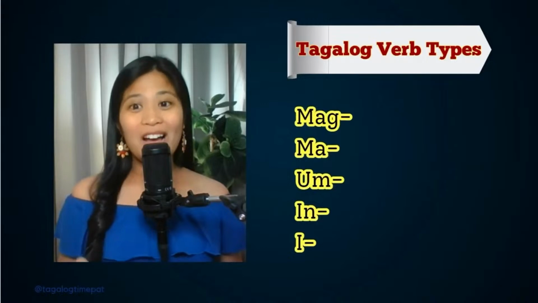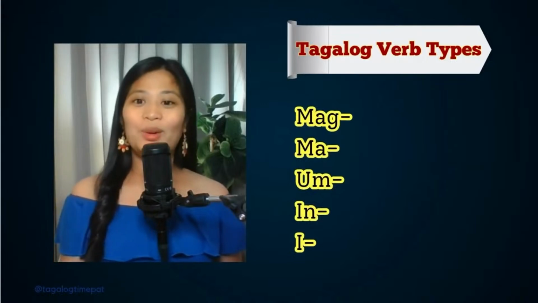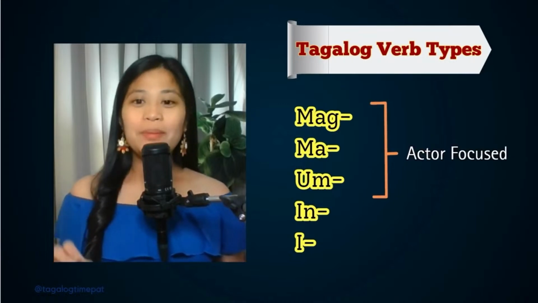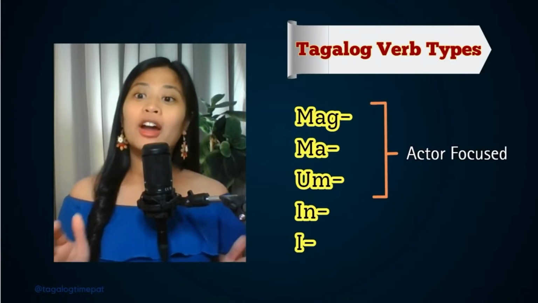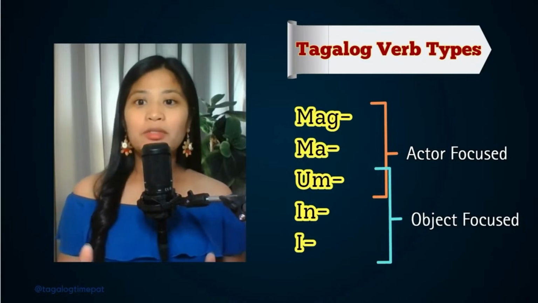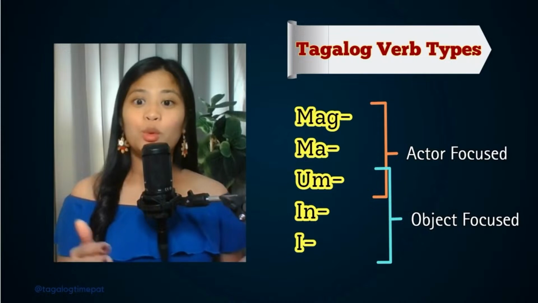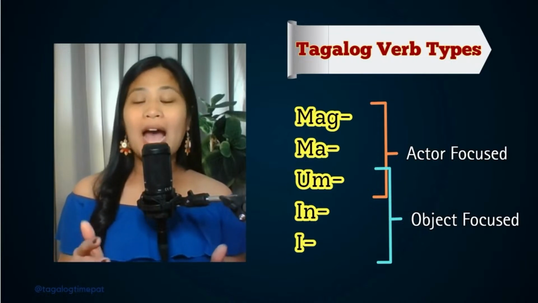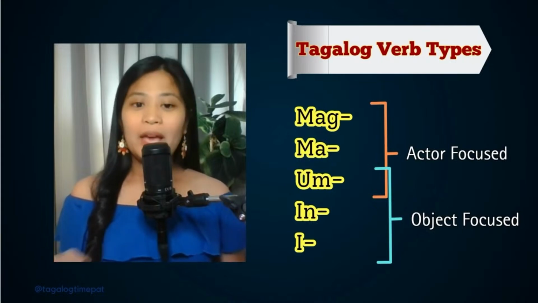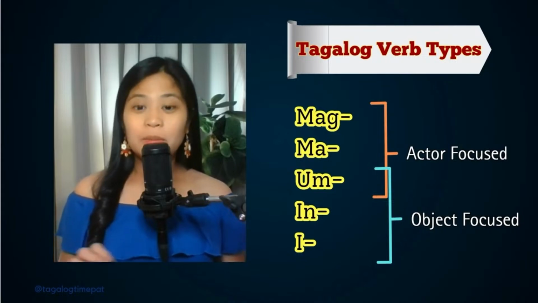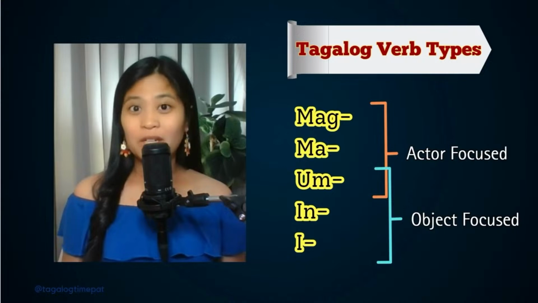Alrighty, so there are 5 main Tagalog verb types: mag, ma, in, and I-verbs. And what makes them different is that some are actor-focused, like mag, ma, and um, and then some of these verbs are object-focused, like in, and I. So you can see that some of the verbs can be actor or object-focused, depending on the context of the sentence. And again, in lesson 3, I go over which types of verbs can be actor or object focused.